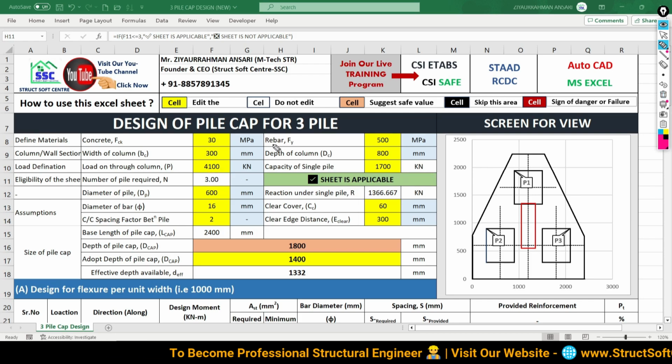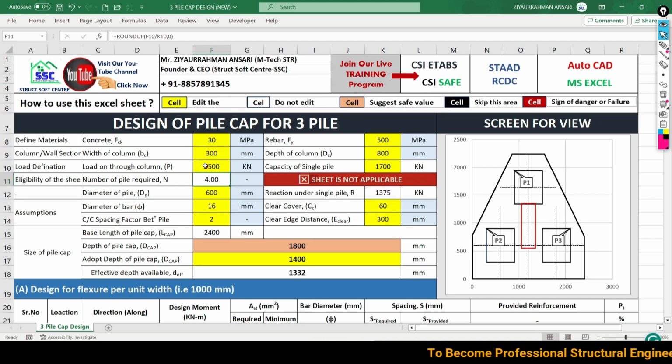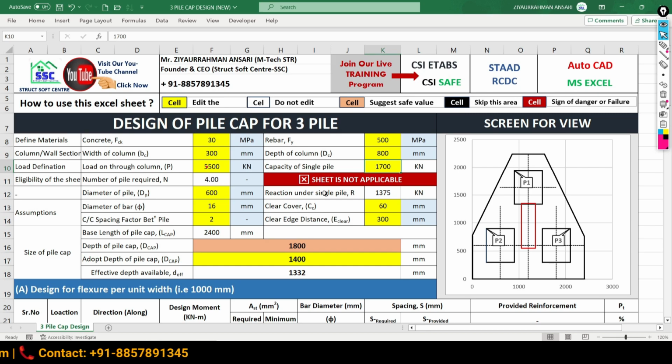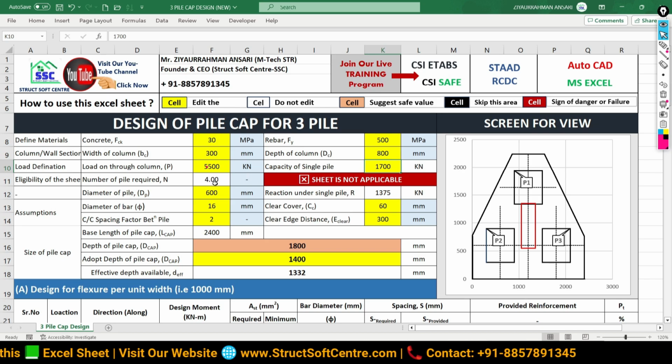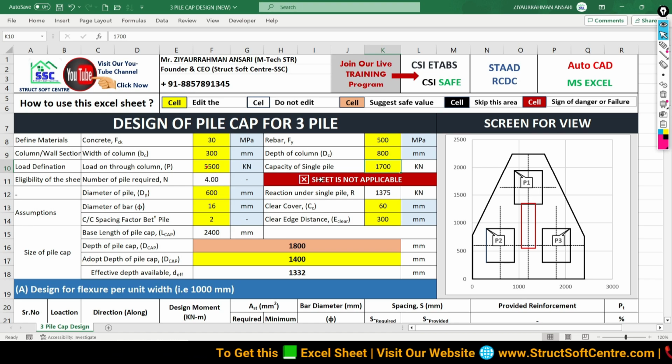But for example, suppose the loading is 5500 kilonewton, and pile capacity is 1700 kilonewton. Then the number of piles required is 4. That's why it instantly gives the sign that this sheet is not applicable. You have to use the sheet for pile cap for 4 piles. So basically you have to see this cell, whether it is accepting or rejecting the use of this Excel sheet.